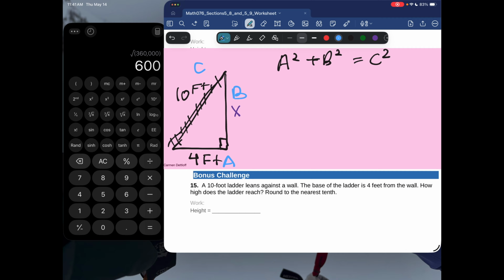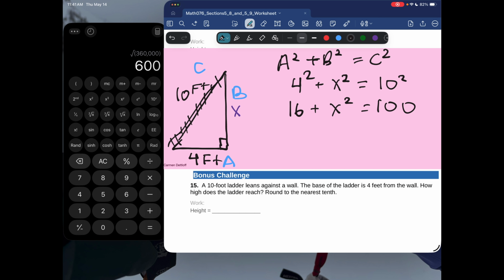So now I'm going to plug in values. I've got c is 10. B is x, that's what we're solving for, the height. You could leave it as b, that's okay too. And then 4 squared is a, okay? Now I've got numbers to plug in. 4 squared, 4 times 4 is 16. I don't need a calculator for that one. My brain's on fire. X squared equals 10 times 10 is 100.